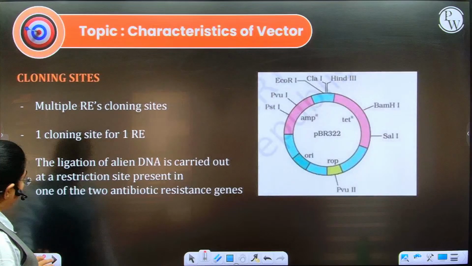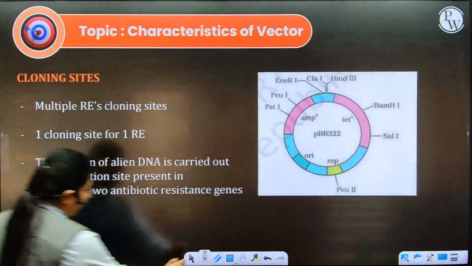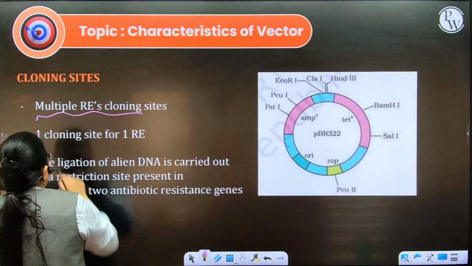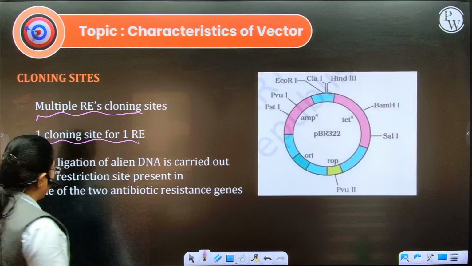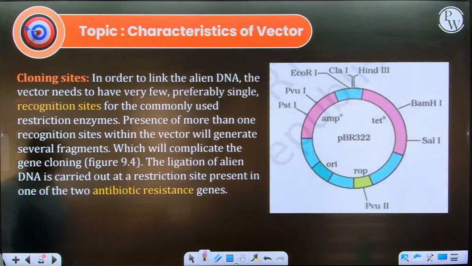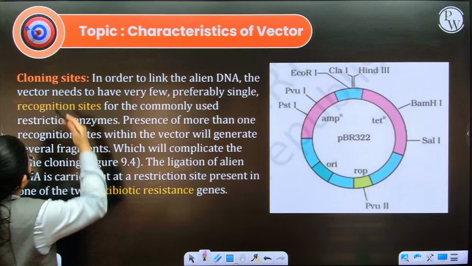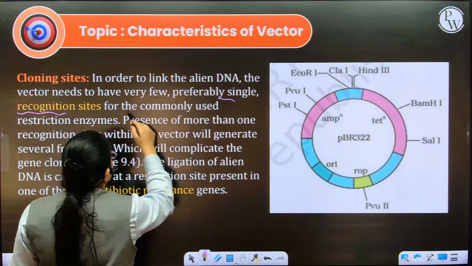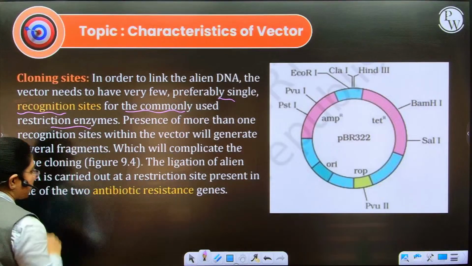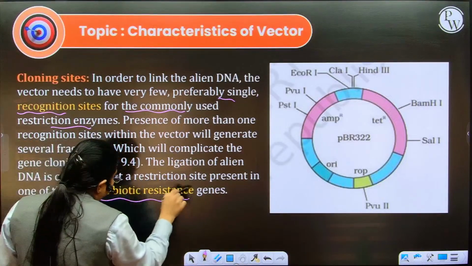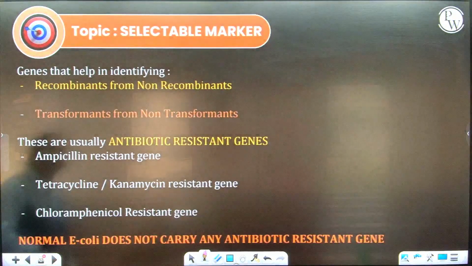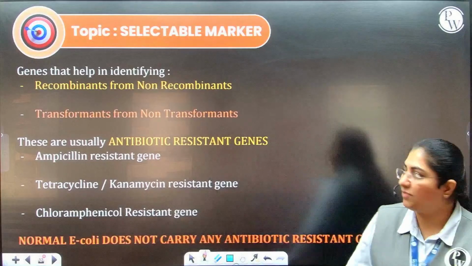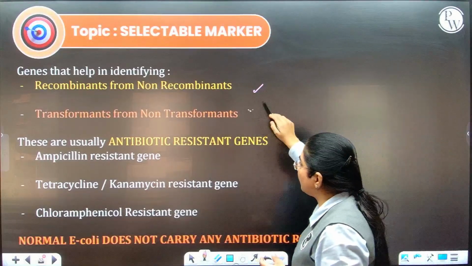So this is about the ori that I explained to you. I explained to you about the cloning sites, where I told you something very important. Multiple REs cloning sites, however, one cloning site for one RE. I also explained that preferably a single cloning site for the commonly used RE should be present, and it should be in one of the two antibiotic resistant gene regions. Thereby, it will help us identify, as I told you, a recombinant from a non-recombinant and a transformant from a non-transformant.